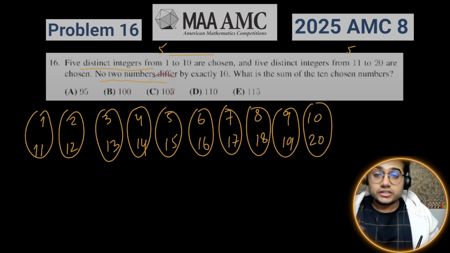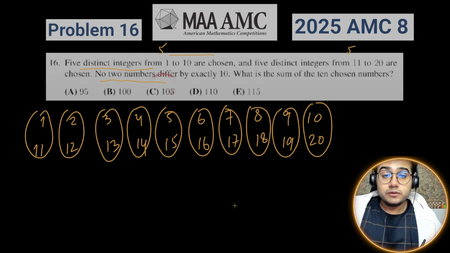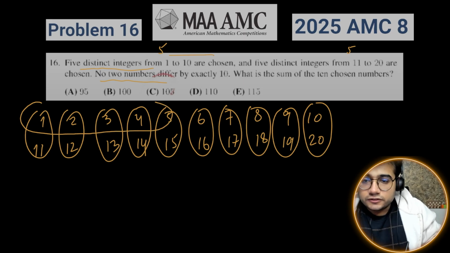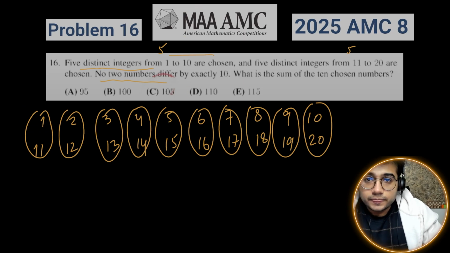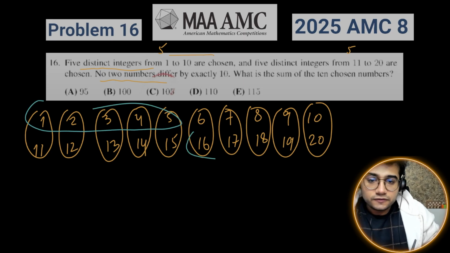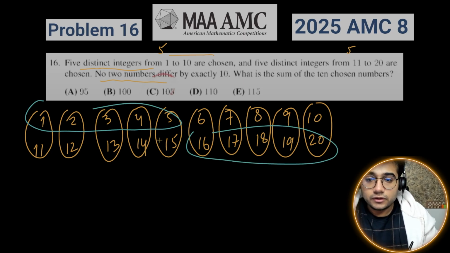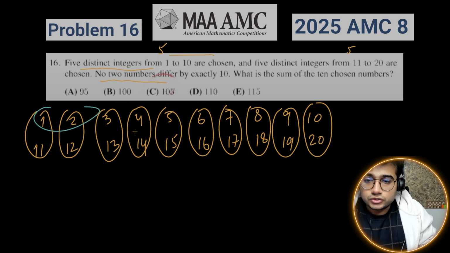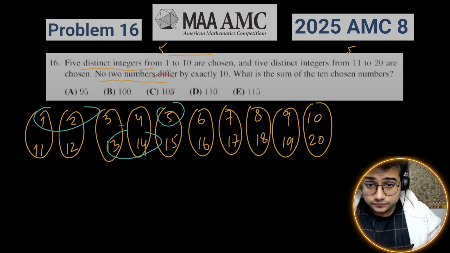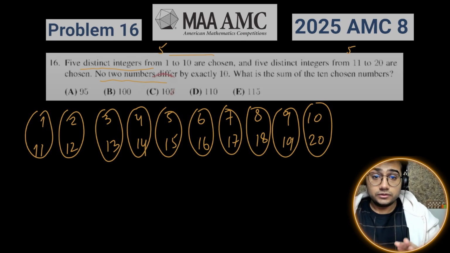So there are 10 groups. We're choosing 10 numbers. That means we must be choosing 1 number from each group, right? So it can be that we chose these 5 and these 5. Again, that will be possible. Or we choose maybe these 2, then these 2, then this, then these 2, and then these 3, etc. Any of these are allowed.